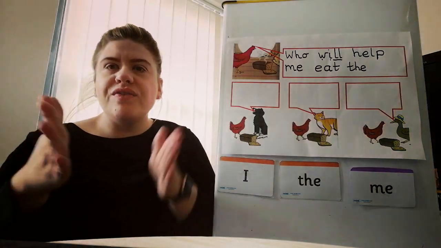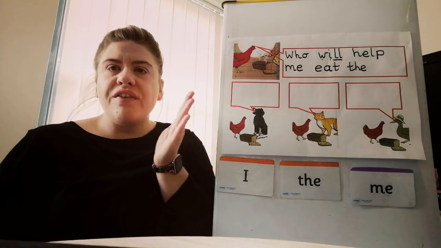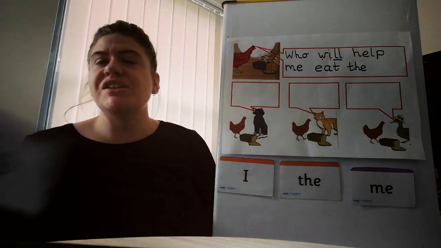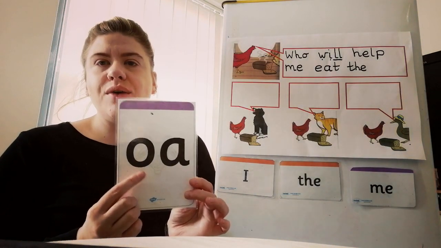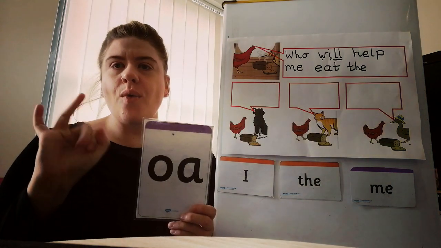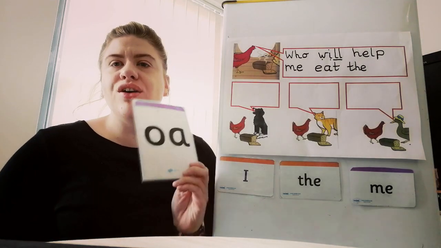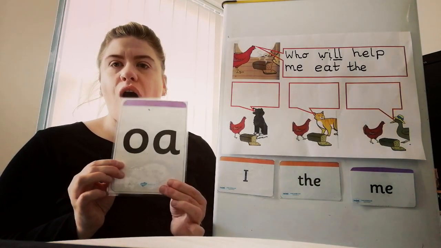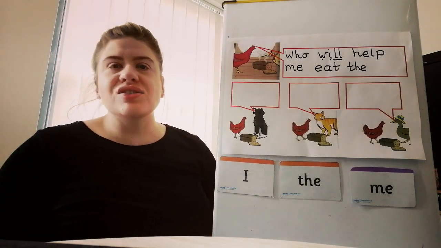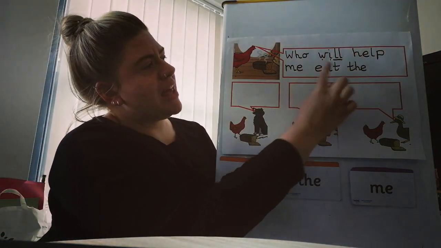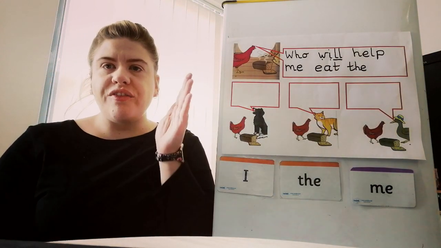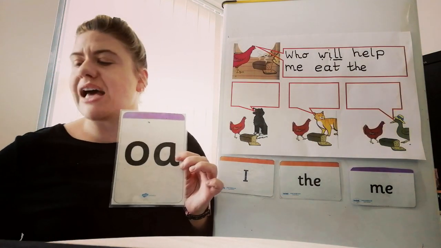loaf? Sound out the word loaf. L-O-F. Loaf. Now your O sound, which is this one, is O like in goat. So L-O-F. Loaf, like goat. Goat. It's your O sound in the middle. So it's an O and an A. So who will help me eat the loaf? L-O-F. Loaf. It's your O sound here.